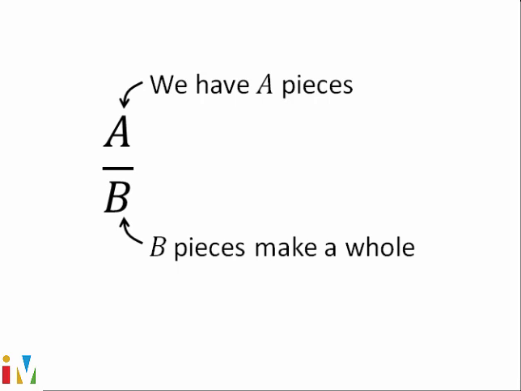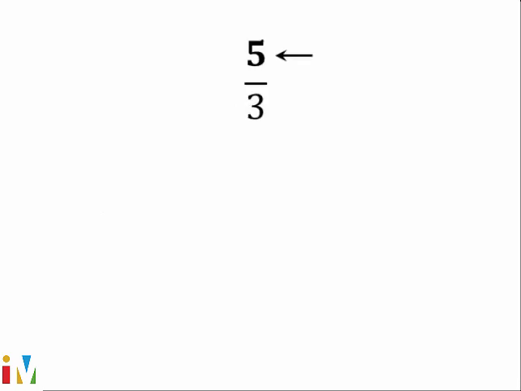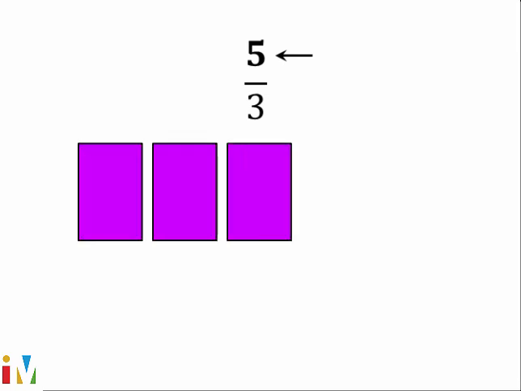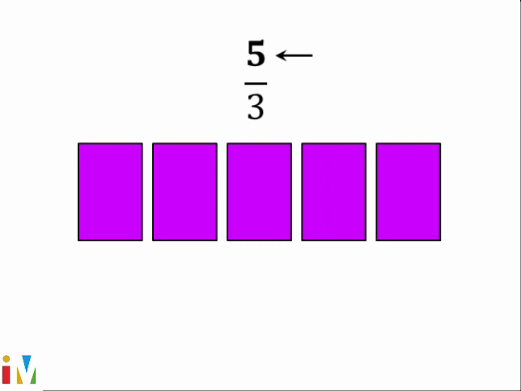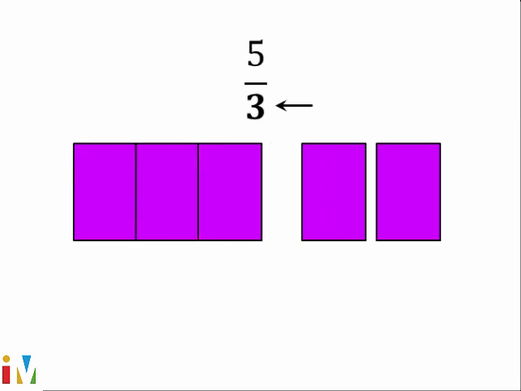When comparing fractions, students should be able to reason from the meaning of the numerator and the denominator. The denominator tells you how many pieces make a whole, and the numerator tells you how many of those pieces you have. In other words, the numerator tells how many pieces, while the denominator tells the size of the pieces. So if we have 5/3, that means we have 5 pieces, and 3 of those pieces make a whole.